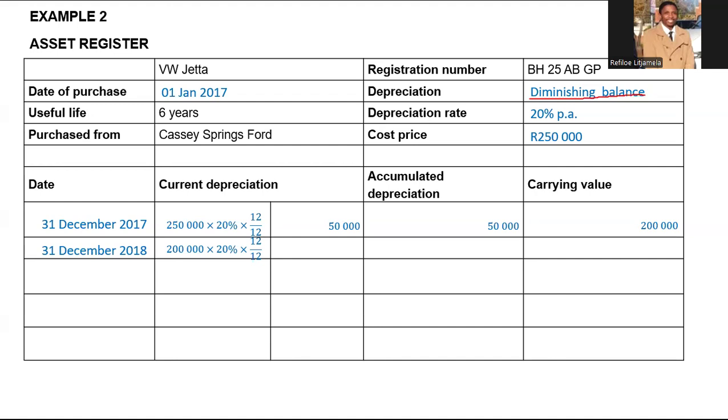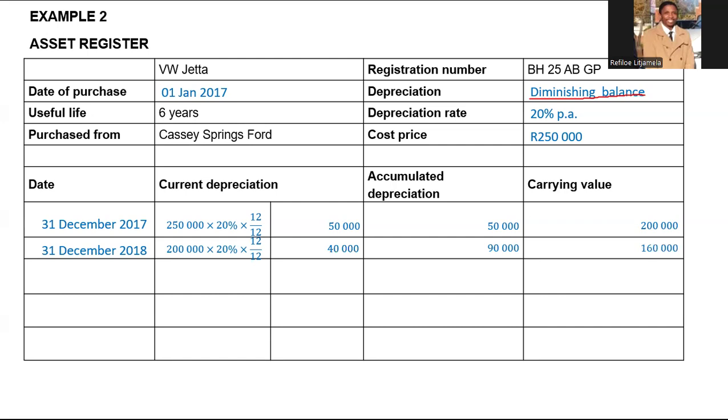Depreciation for 2018 will be 40,000 Rand, increasing accumulated depreciation to 90,000 Rand. How did I get that 90,000 Rand? It is the 50,000 Rand, which is the accumulated depreciation from the previous year, plus current year depreciation of 40,000 Rand. To get to this year's carrying value, we are going to take cost price minus accumulated depreciation at the end of the current year, which is 90,000 Rand. So 250,000 minus 90,000 Rand gives us 160,000 Rand.